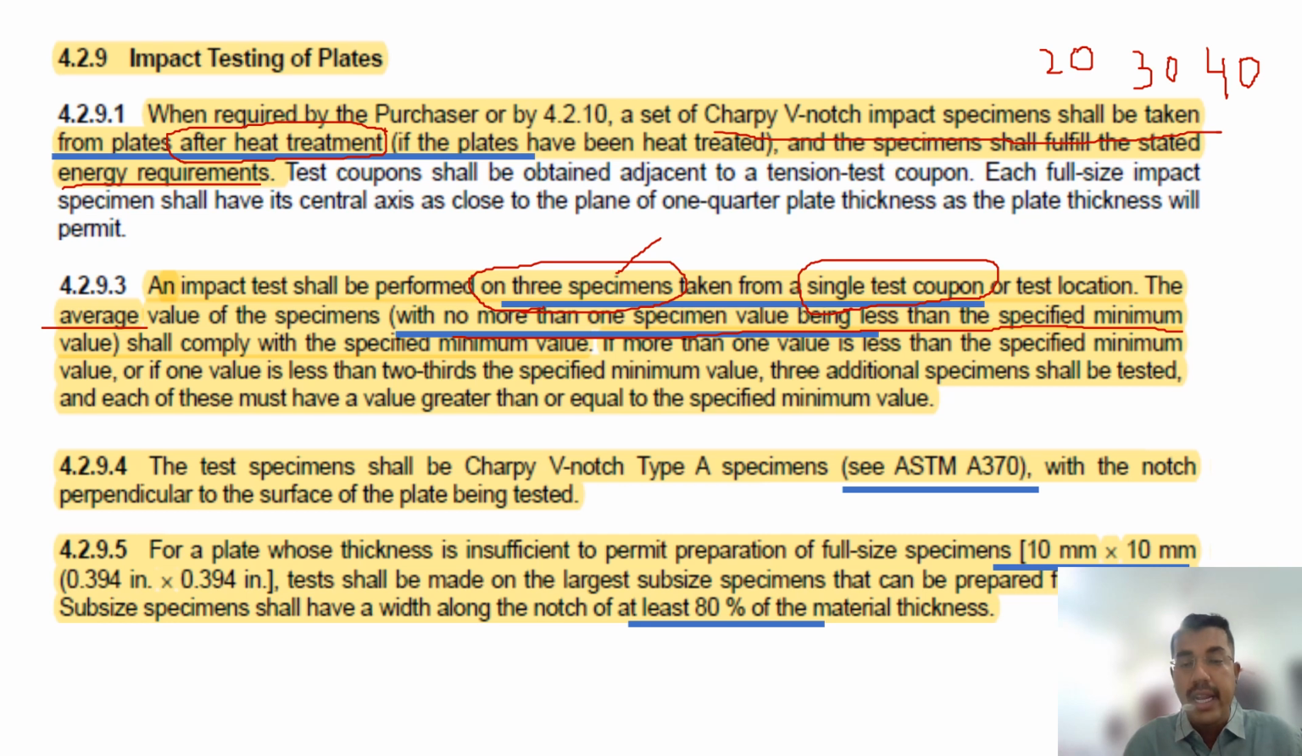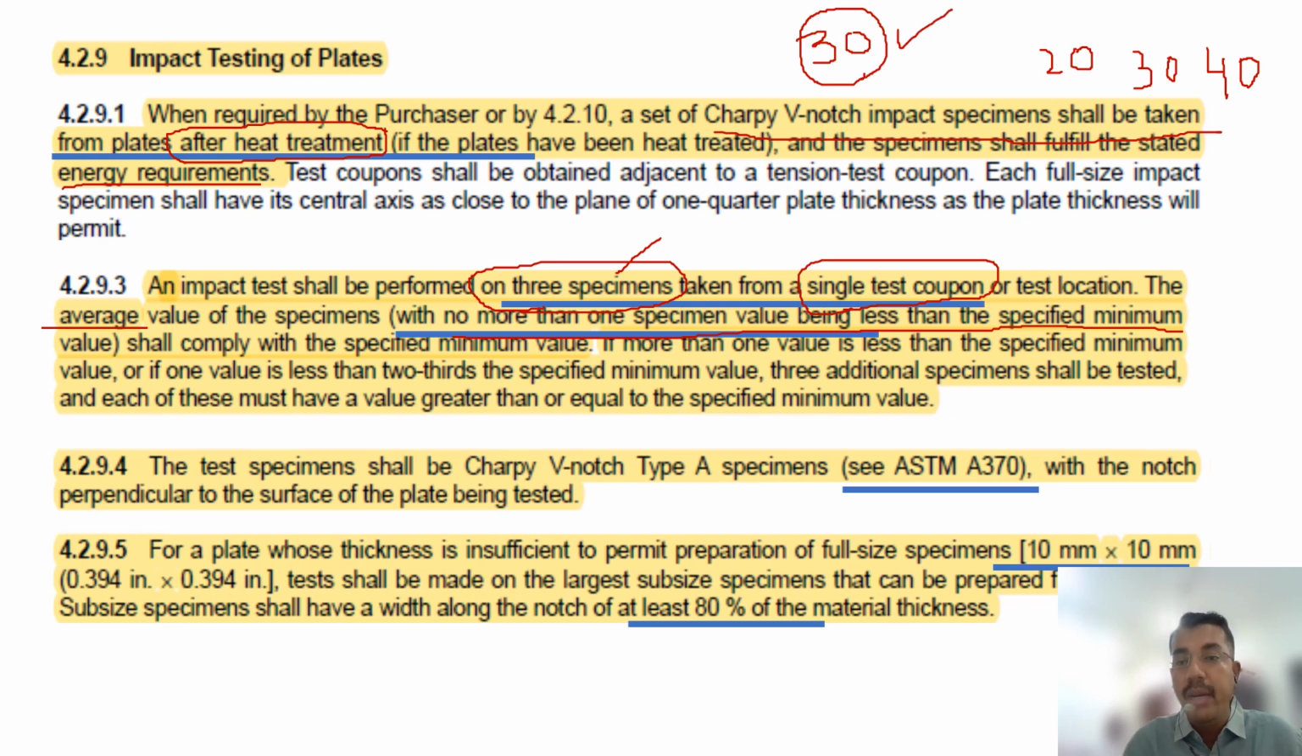Let's say the 3 values of the impact test are coming 20, 30 and 40. And the code is telling the average of the 3 should come 30. Code says the average of the values should come 30. So what will we do? 20 plus 30 plus 40 divided by 3. It is coming 30. So we can tell it is accepted.